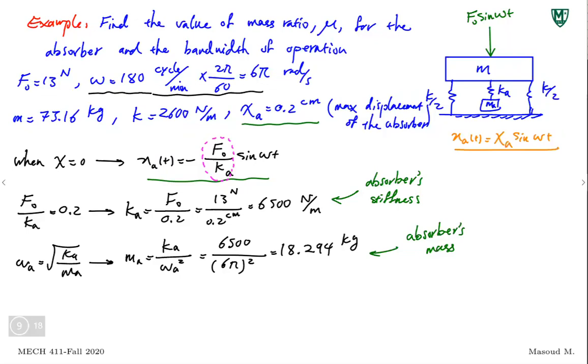When we're asked to find mu, mu is basically just the mass ratio, which would be Ma over M. Well, Ma we found, which is 18.294, divided by the mass, which is 73.16. That will give you 0.25. That's what you were asked to find. First part. The second part, you are asked to find the bandwidth of operation. Now let's do that. All right, let's see what that looks like.